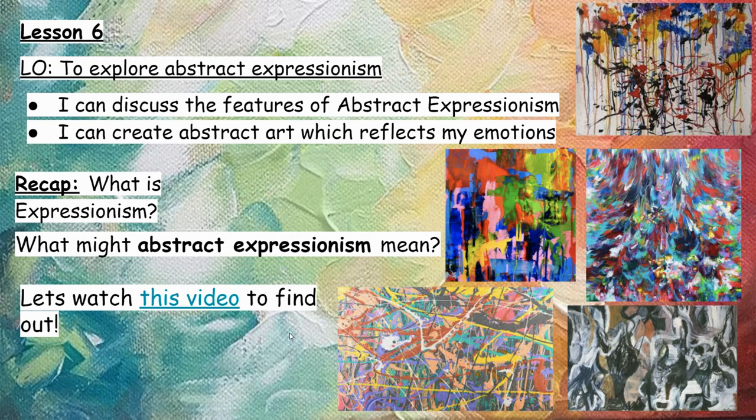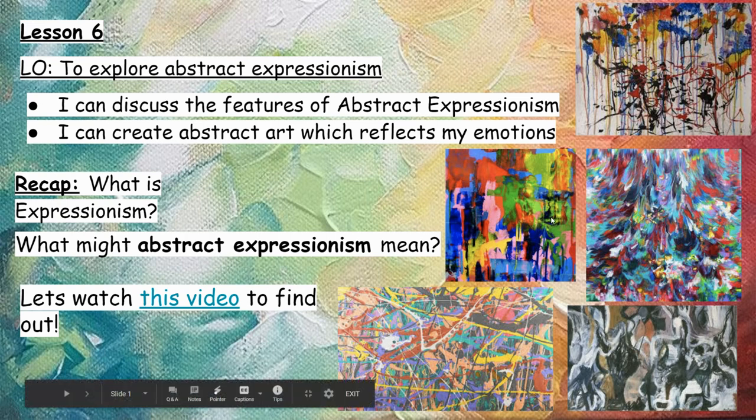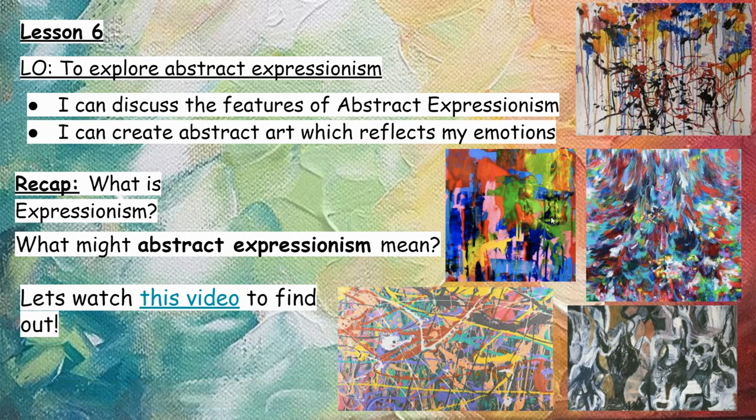Abstract expressionism was primarily found in the United States, and in its purest form, abstract art had no subject. It was basically based on nothing. It was just lines and shapes and colours, as you can see here. That's why it's called abstract expressionism, because although the art has no subject, it's still trying to show feelings and emotion, and how someone might feel through the use of colours.